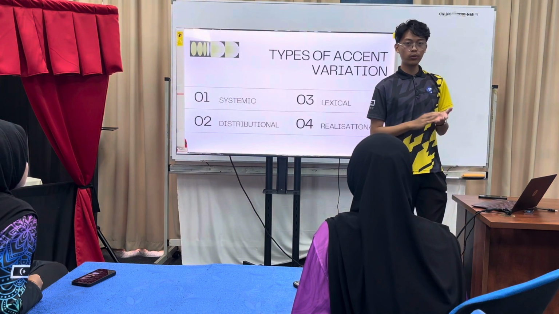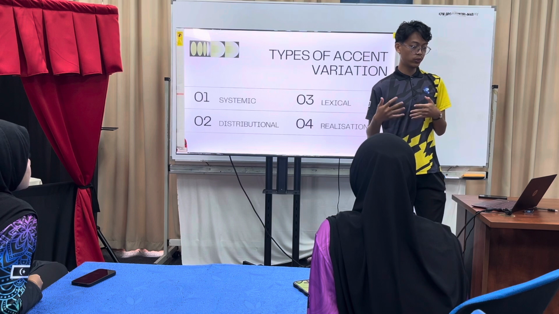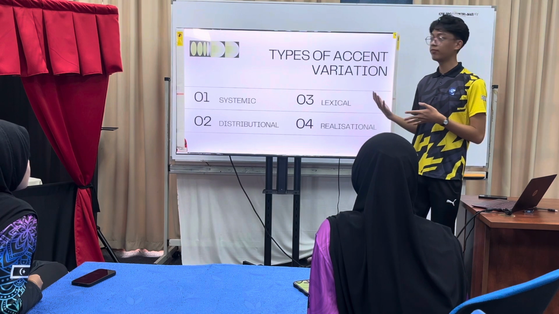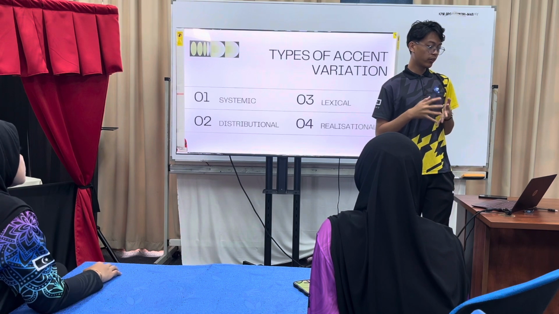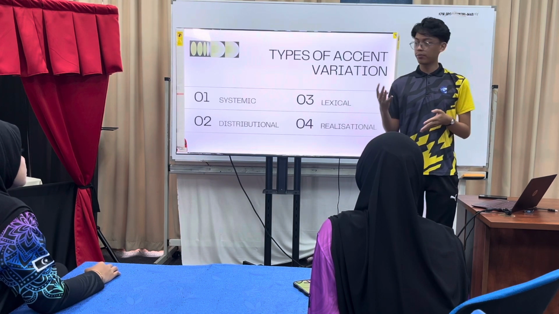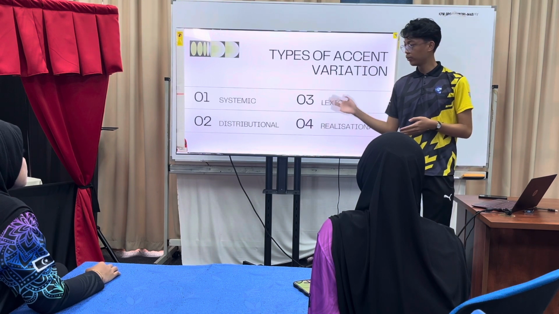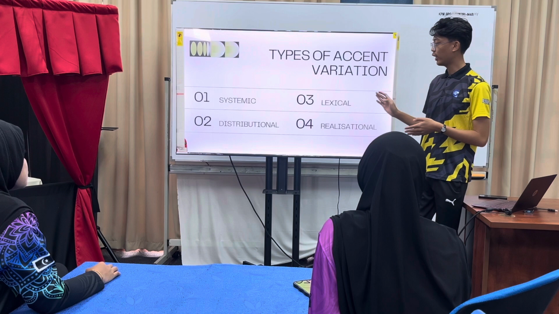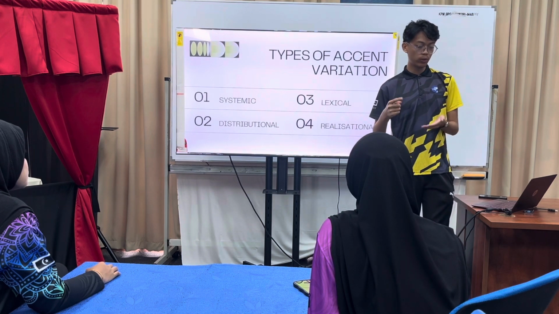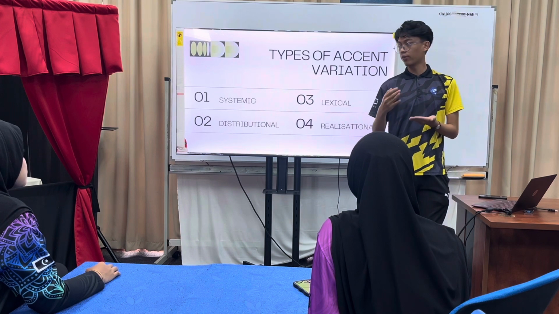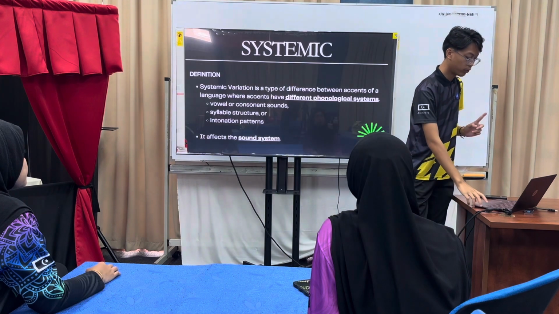Before we go through the comparison, we need to know the types of accent variation first. From my analysis, I have gathered four types of accent variation. The first is systemic, the second is distributional, the third is lexical, and the fourth is realizational. I'm going to talk about them one by one in each part of the video, and I'm going to explain the definition of each before I compare.